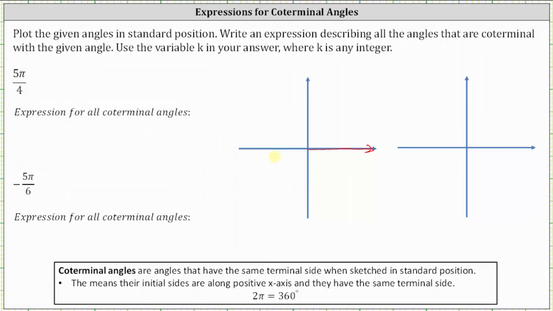So cutting half a rotation into 4 equal parts, we'd have 1, 2, 3, 4 equal parts. Continuing, in the third and fourth quadrant, we have 1, 2, 3, 4 parts. And now we can rotate counterclockwise 5/4 pi radians. We have 1/4 pi, 2/4 pi, 3/4 pi, 4/4 pi, and 5/4 pi. This is the terminal side of 5/4 pi radians.